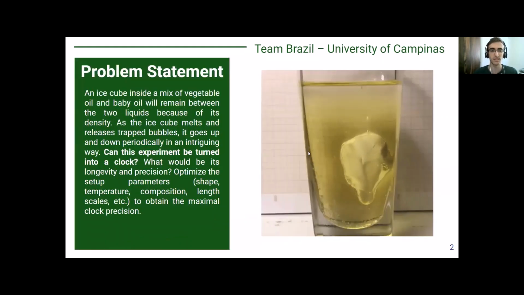So the problem statement tells us that if you place an ice cube inside a mix of vegetable oil and baby oil, it will remain between the two liquids due to its density. It will start to go up and down periodically in an intriguing way. We want to ask if you can turn this experiment into a clock, and what would be its longevity and precision. We want to optimize the setup to maximize those parameters.